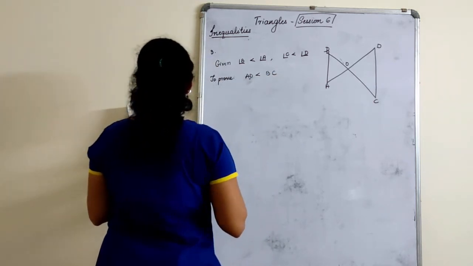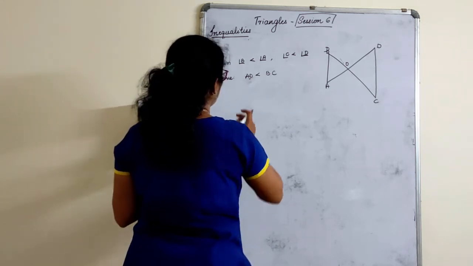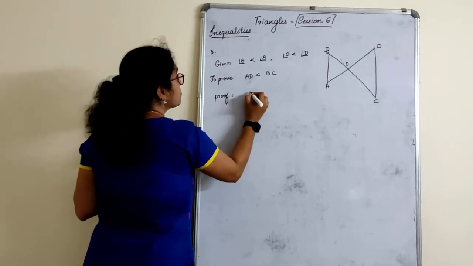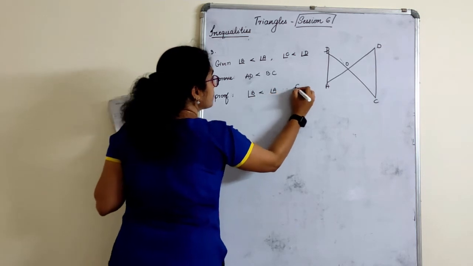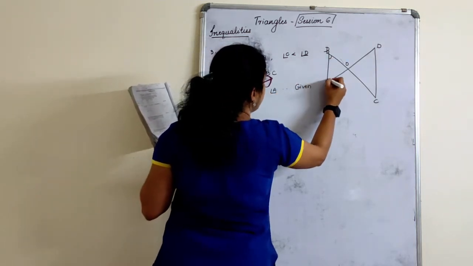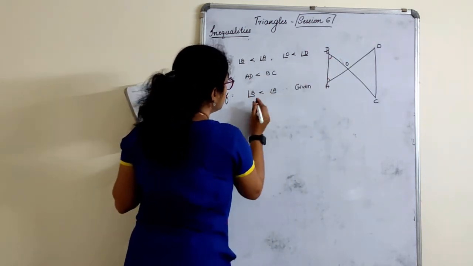So now this is very simple. We have to just take what is given and write with respect to it. Proof. Angle B is less than angle A. So angle B is this, angle A is this. With respect to angle B, children, what is the side? It is OA.